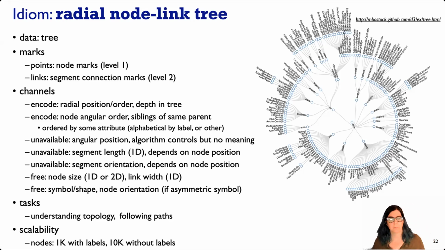So what are these good for? They're great for understanding topological structure, for following paths. So these sort of inherit the strengths of node link diagrams in general. For the scalability, if you needed to actually read the labels, then maybe around 1,000 nodes would be the limit on a 1,000 by 1,000 pixel screen. If you were just needing to show the topological structure of the tree and didn't need to read the labels, maybe you could get up to, say, 10,000 or so.